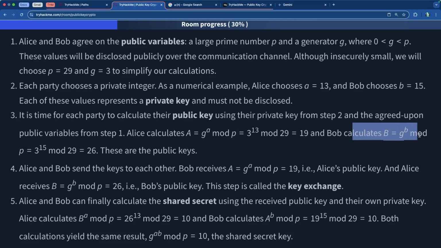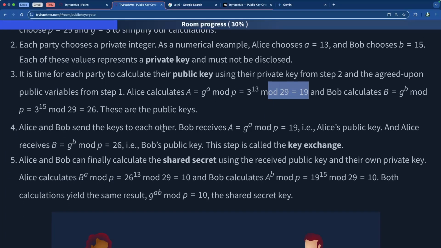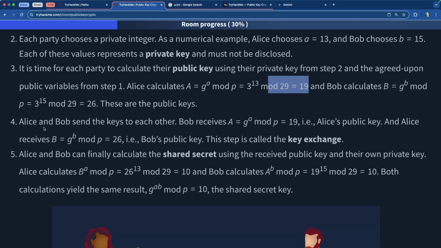Bob calculates B and then he does the same thing. These are the public keys. This last piece is a little bit confusing for me, so I'm going to keep reading before I count myself out to see if I can figure it out.